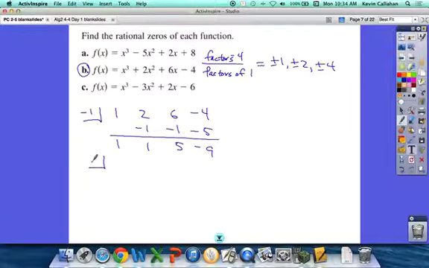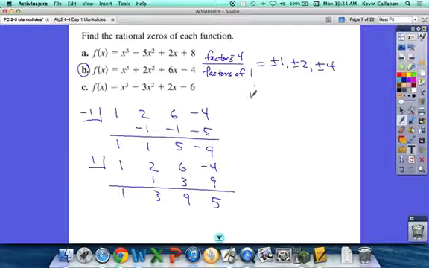How about 1? 1, 2, 6, negative 4. Bring down the 1. 1 times 1 is 1, 3. 1 times 3 is 3, 9. 1 times 9 is 9, 5. That didn't work. Negative 2.